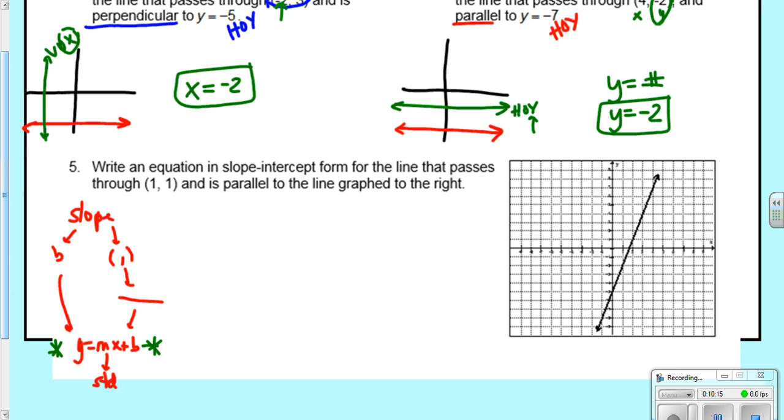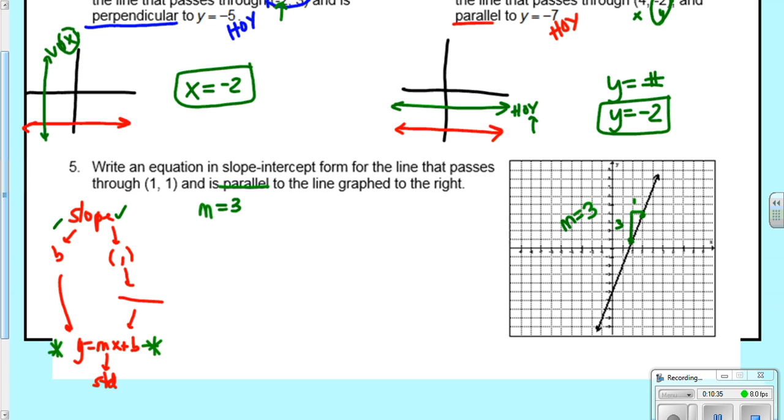If I'm trying to come up with a line that's parallel, I want the same slope as this line that's already graphed. So I'm going to find two perfect points. I see one here and one here. That's a rise of 3 for a run of 1. So my slope here is 3, which means the slope of this new line is also going to be 3. Check, I got the slope.